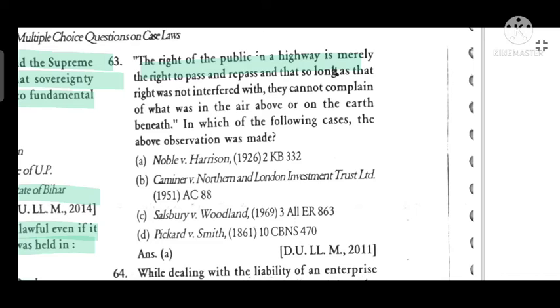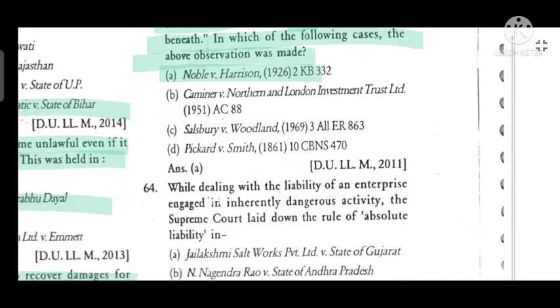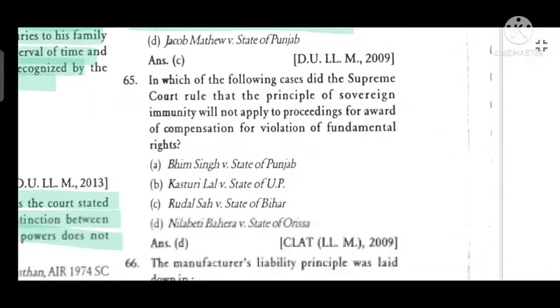The right of public highway is merely the right of pass and repass, and so long as that right is not interfered with, one cannot complain of what is above or on the earth beneath. In which one of the following cases is the above observation made? Novel versus Harrison. While dealing with the liability of enterprises engaged in inherently dangerous activity, the Supreme Court laid down the rule of absolute liability in MC Mehta versus Union of India.